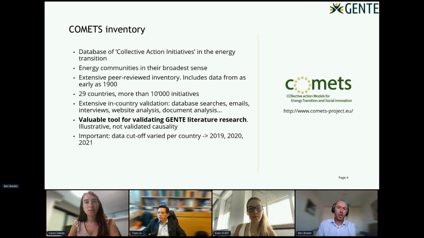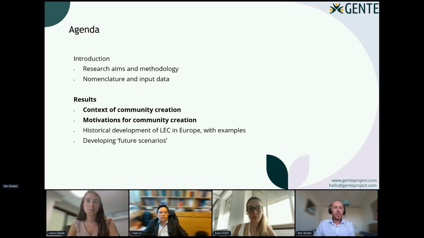It's important to mention that the COMET's database covered a period of research, and that research for various countries finished around 2019, 2020, 2021. So when you look at the graphs that I share on the right side, it may show a drop in the number of communities, but that might be because data collection stopped, for example, in 2020, and so the numbers for 2021 weren't fully represented. So just bear that in mind when you see the results. So that's a little bit of an introduction on the aims and objectives. Now I'll talk more about some of the results.